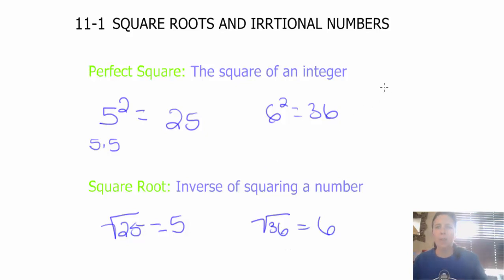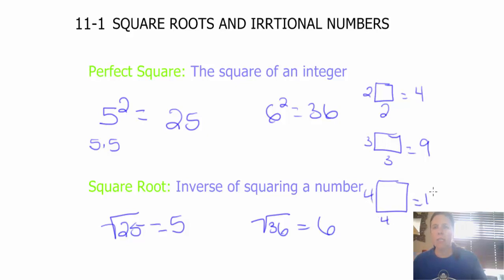Okay, and it's called a perfect square because if you actually have a square that's 2 by 2, it makes a square. 3 by 3 would give you 9. 4 by 4 would give you 16. It actually makes a square. That's why they're called perfect squares.